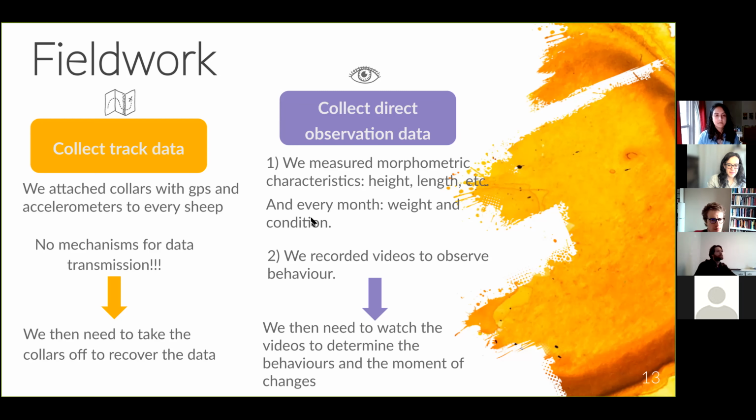So we attach the collars to every sheep. Then we measure the morphometric characteristics. Then we went to the field every month to measure weight and condition. Then we record the videos. Then we went to the field to take the collars off. And then we classify the videos in a manual way to use this information to train our models.